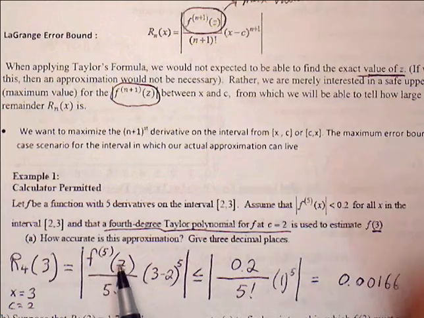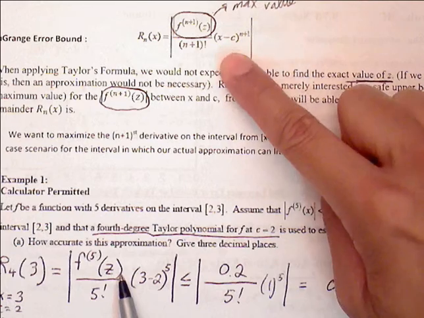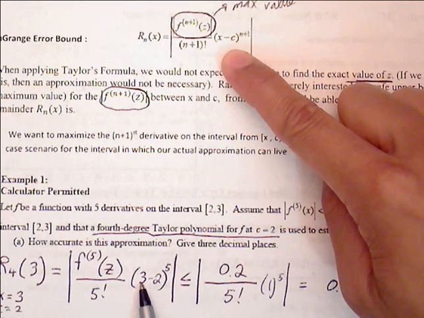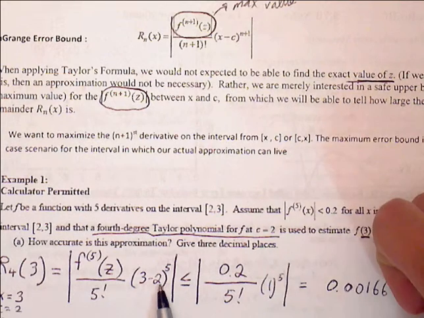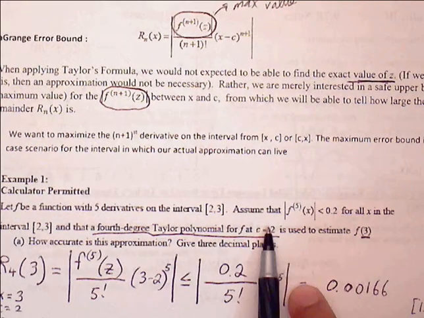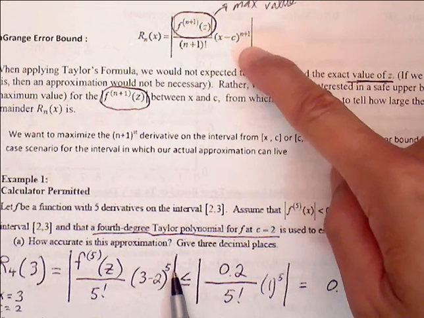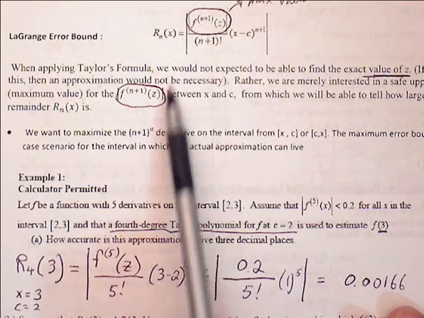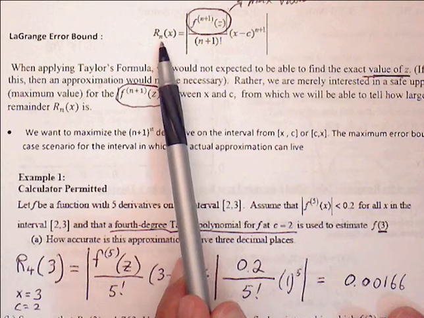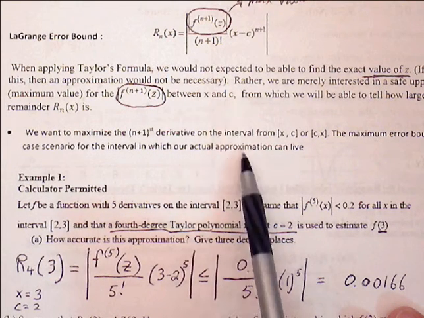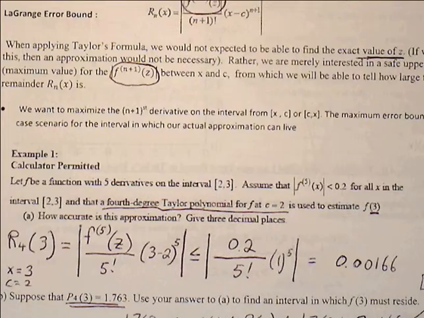Okay. Evaluate z again. We don't know what z is, so we'll come back to that. X minus c. So x we know is 3 because we're estimating f of 3, minus c. Now we know the center. They tell us the center is at 2. So 3 minus 2 raised to the n plus 1, which is 5. So all we're doing is looking at the formula and simply replacing the n, the x and the c with the appropriate values. And we're leaving that z alone for now.